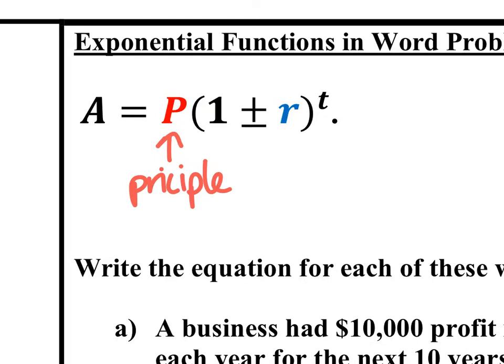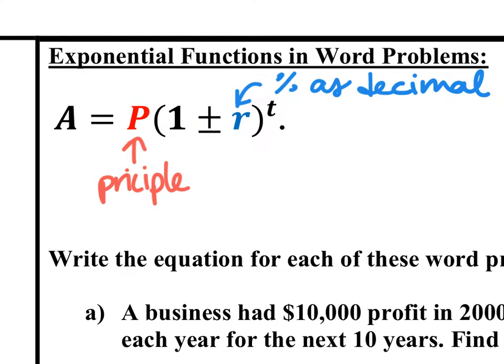Which is just a starting amount. R is your percent as a decimal, or your common ratio as a decimal. And of course, T would be time.